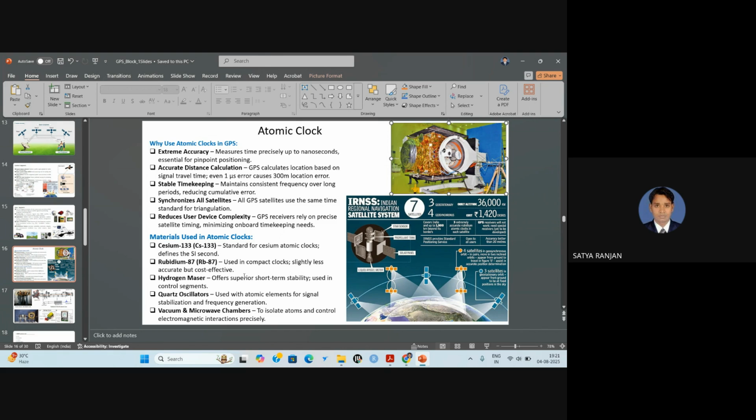Then quartz oscillators are used in the atomic element for signal stabilization and frequency generation. Then vacuum and microwave chambers isolate atoms and control electromagnetic interactions precisely. So these are some atomic clocks used in different satellite systems, and based on the accuracy and the requirement, different clocks are used.